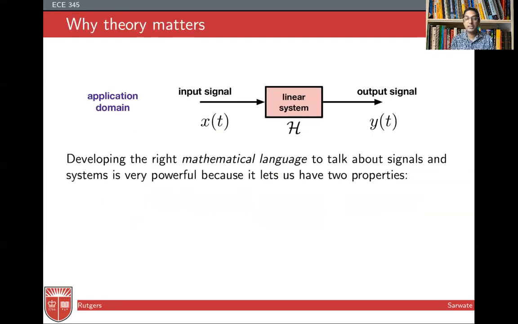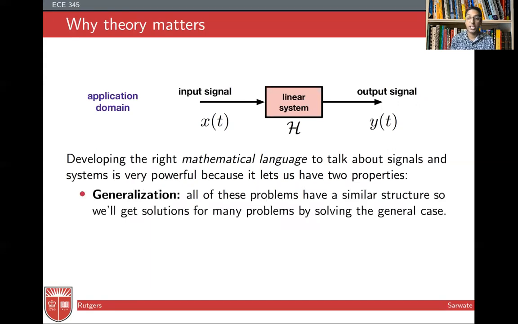So why does theory matter? This class is about signals and systems, and theory and mathematics and mathematical modeling, analysis and representation of these things. If we can develop the right mathematical language to talk about signals and systems, we can do a lot more than we can just by looking at specific examples on their own. First off, it allows us to generalize. It turns out that if a system is linear and what's also called time invariant, these systems behave in a very similar way mathematically, and therefore when you implement them, they behave very similarly with respect to their inputs and outputs. That is to say, all of these problems have a similar structure, so we can get a general solution that works for many different types of applications.